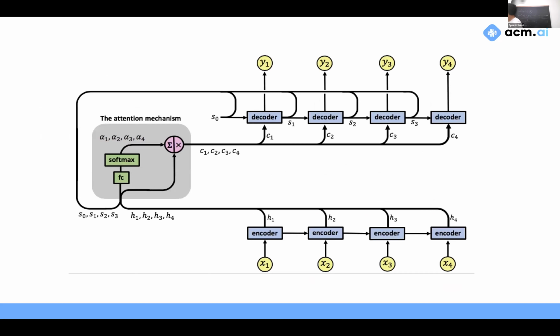So this is what it looks like. This is for RNNs. This is the attention mechanism for RNNs. A little confusing, but it's okay. This is really confusing. Let's just look at the last step.